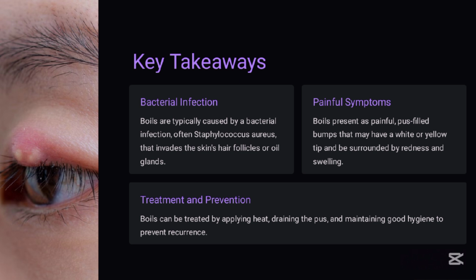Number one is bacterial infection. Boils are typically caused by bacterial infection, often Staphylococcus aureus, that invades the skin, hair follicles, or oil glands. Number two is painful symptoms. Boils present as painful pus-filled bumps that may have a white or yellow tip and be surrounded by redness or swelling. Number three, treatment and prevention. Boils can be treated by applying heat, draining the pus, and maintaining good hygiene to prevent recurrence. So in this way we can prevent boils from certain bacteria.